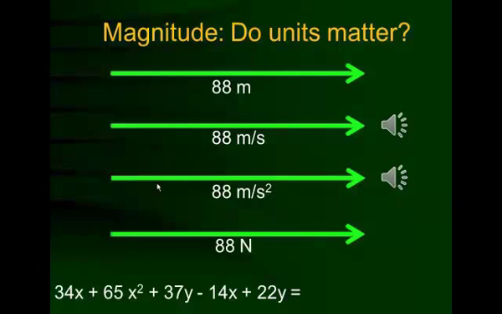We've got a sum to do here, and it shows 34x plus 65x squared plus 37y minus 14x plus 22y. If you add those up, you can't just combine all those terms. You can combine things that both have x's in them, so we'd have 34 minus 14 is 20x. You can combine things that both have a y, and that's 37 plus 22 to make 59y. But we can't do anything to combine the 65x squared with anything else, so it has to stay by itself. So when we combine vector quantities, we can only combine vector quantities that have the same kind of units.